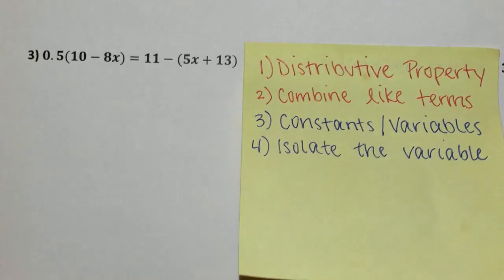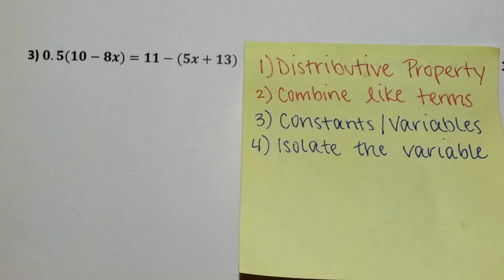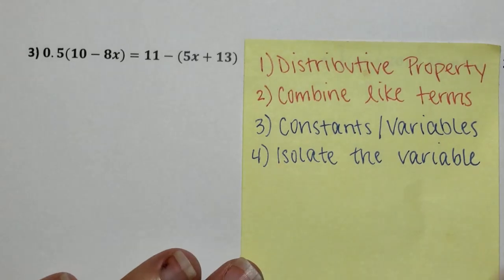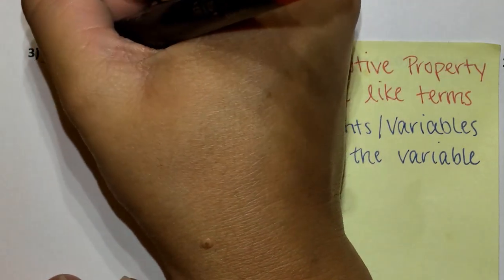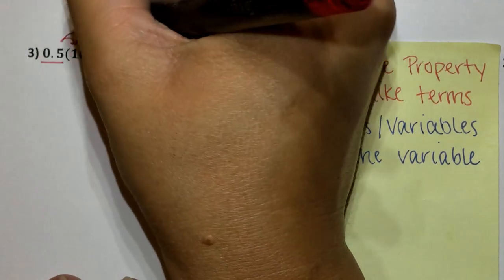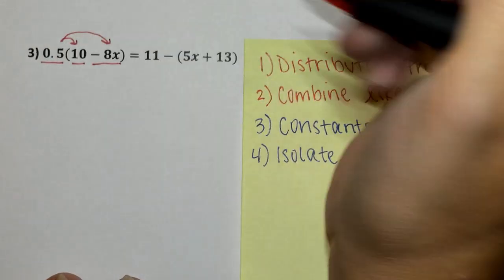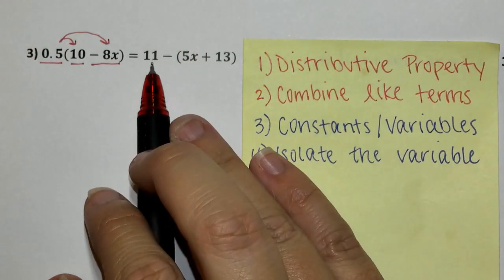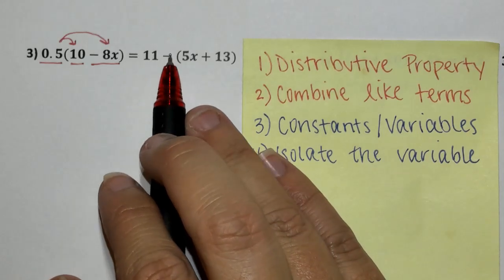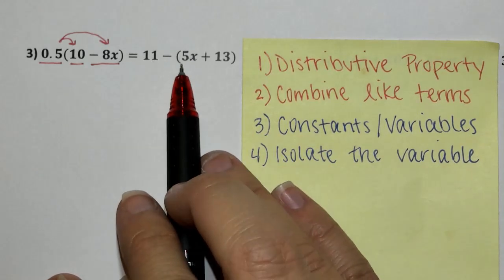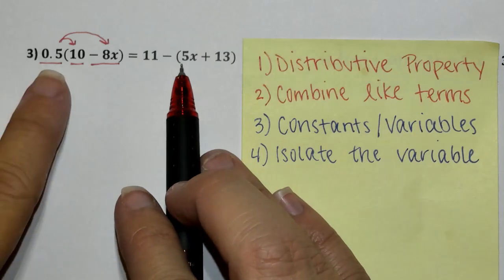Alright, so number 3. Start by checking for parentheses and simplifying using the distributive property. So there are parentheses on both sides. That is fine. The 0.5 gets distributed to the 10 and the minus 8x, so positive 10, but a negative 8x. And then here, the 11, this is 11 minus what's in the parentheses. It's not 11 times what is in the parentheses. So notice the difference here.